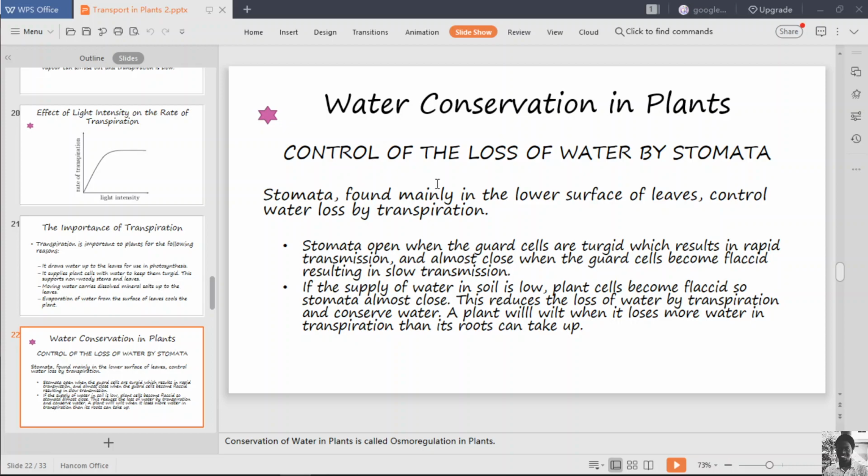Now you can conserve water in plants by three methods or three ways. You can control the loss of water. The plant can modify itself or adapt to lose less water. It can also adapt to store more water, or it can adapt itself to take up more water from the soil. And we will examine how that is done as we go along.